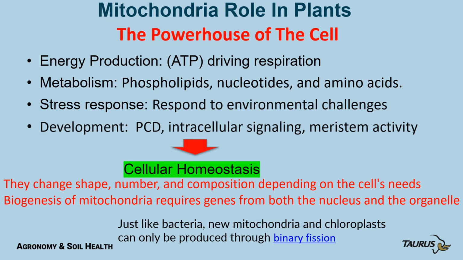The second thing we're going to talk about is mitochondria and the role of mitochondria in the plant, the powerhouse of the cell. I already talked about energy production of phospholipids, nucleotides, and amino acids, and metabolism. Stress responses, anything that takes power, that has to deal with things. Development, everything that's going on in development in terms of plant cell death is even orchestrated by reduction in mitochondrial activity.